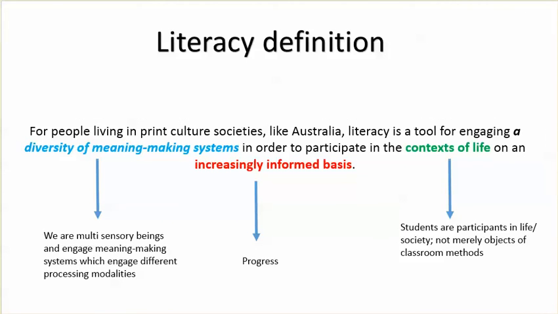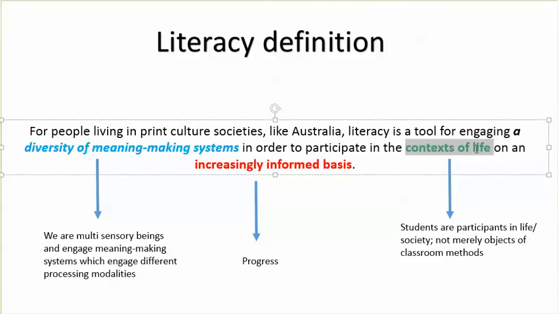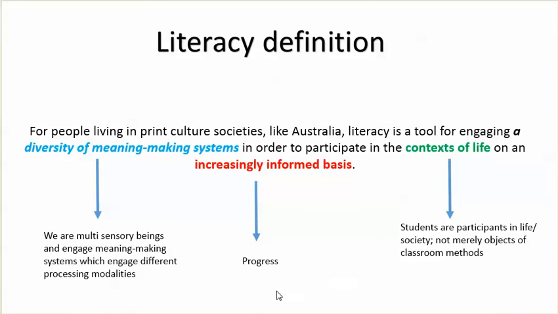So anyway, just to summarize where we are, diversity of meaning-making systems, this is what I just said. Progress is important. You need to illustrate for assignment one how the kinds of contexts of life in which you participate actually support your progress. So I'll give you some categories here.